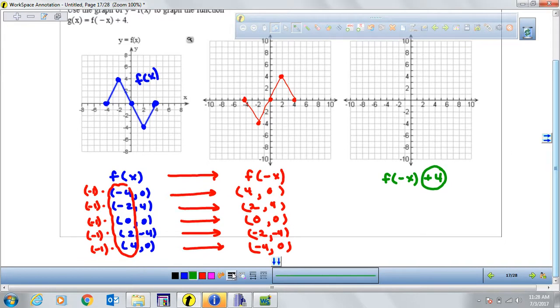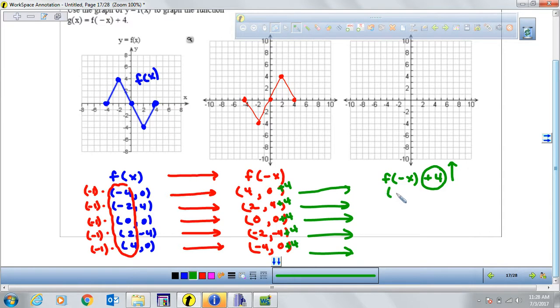Next and last transformation that we need to apply. Now we have a +4. That +4 is going to make it go up 4 units, and that is going to be added to the y values as usual. So that creates the points (4, 0+4), which is a 4. Then (2, 4+4), which is an 8. Then (0, 0+4), which is a 4. Then (-2, -4+4), which is a 0. And then (-4, 0+4), which is a 4. And this is going to be your function g of x.